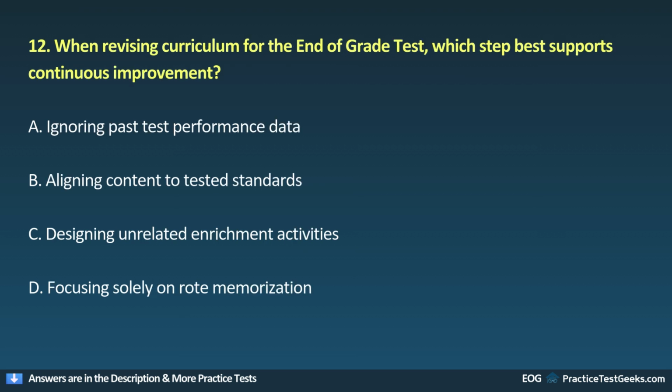When revising curriculum for the end-of-grade test, which step best supports continuous improvement? A. Ignoring past test performance data. B. Aligning content to tested standards. C. Designing unrelated enrichment activities. D. Focusing solely on rote memorization.